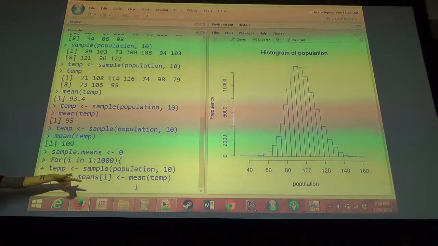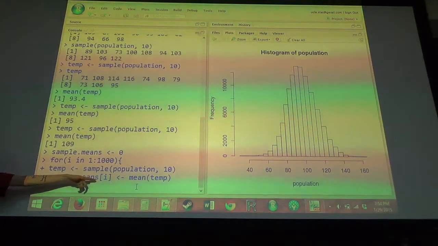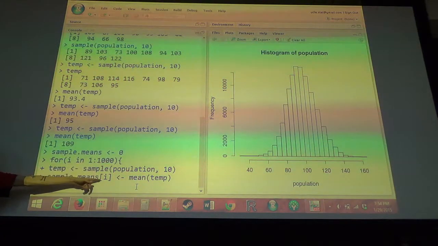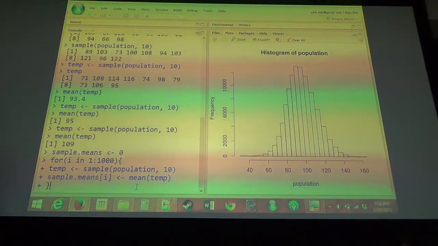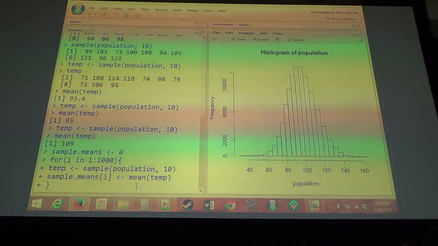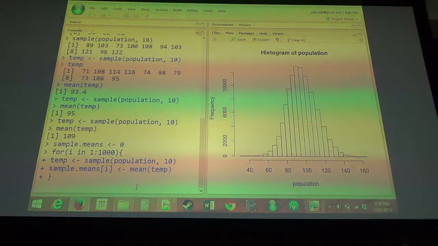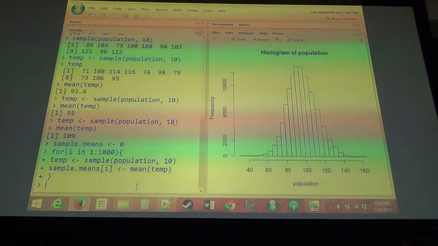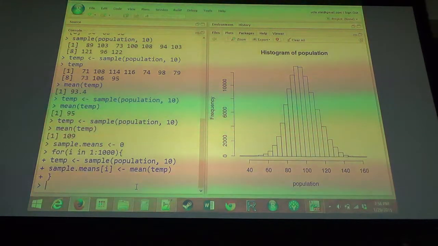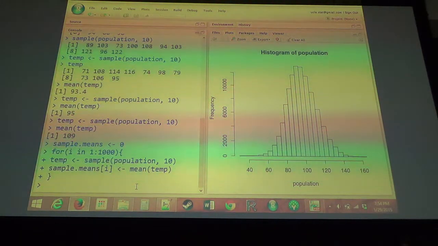And then it goes through it again and does it the second time. It's going to do this 1,000 times, and it's going to store 1,000 different values of the mean of a sample. I just say do that, and then it's done. I did it 1,000 times in a blink of an eye. It was less than a second.